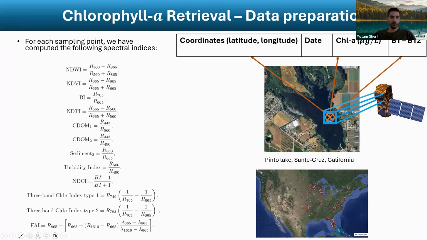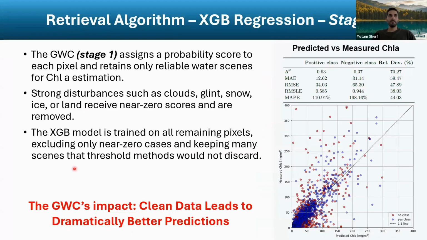We also have the FAI, which is the floating algae index, and it tends to be a very important index that allows us to identify those thin layers of scum, especially on top of clean water. So we applied the Global Water Classifier on the USGS dataset. We extracted the chlorophyll-a values for each of the 13,626 points and calculated these spectral indices. Then we used an XGBoost regressor to retrieve the true chlorophyll-a value.